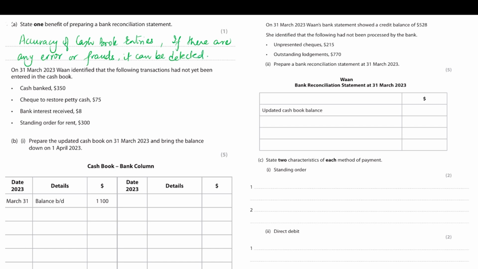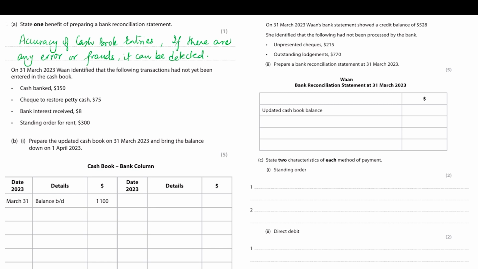Now let's move to the bank reconciliation statement. On 31st March, the following transactions had not yet been entered in the cash book: cash banked $350, check to restore petty cash $75, bank interest received $8, standing order for rent $300.